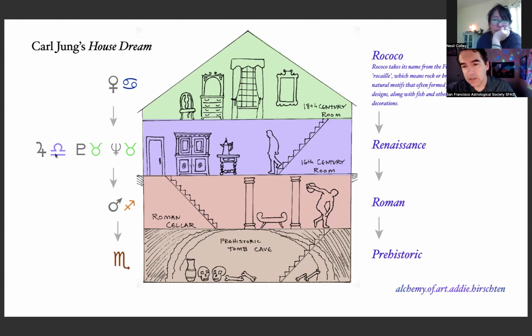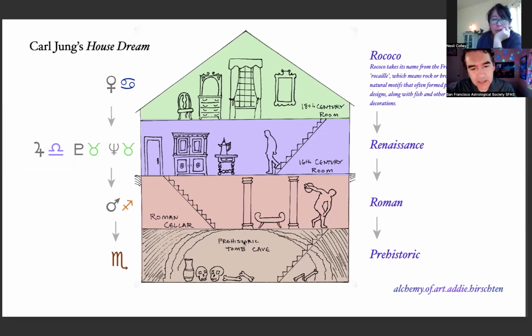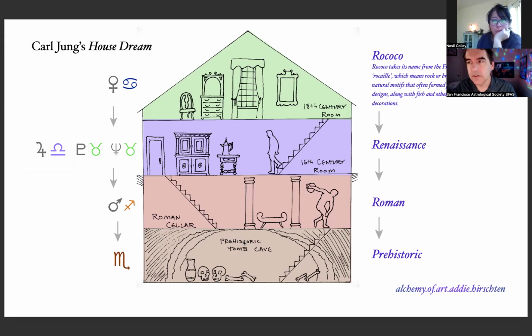So he keeps on in this dream. Next level he goes down is to this Roman cellar. So he's going back in time every step that he goes down. And I'm taking that as the Mars in Sagittarius. The Romans clearly had a very martial background, and they're all about expansion and attacking and all that. And finally, he goes down, and at the bottom of this house, he's literally kind of going through the collective unconscious of humanity, is this prehistoric tomb.